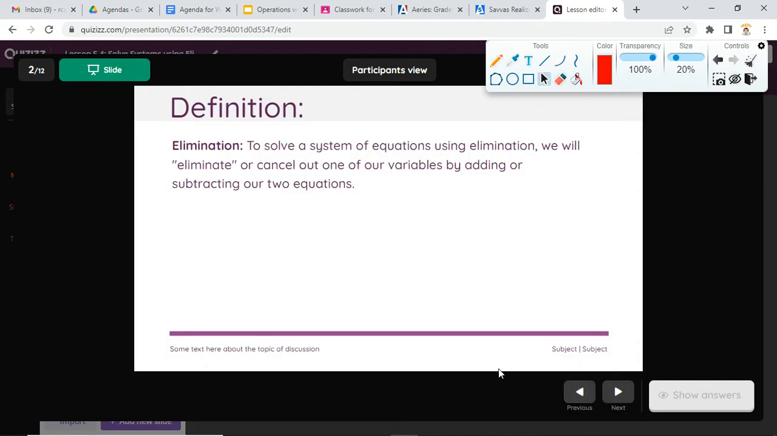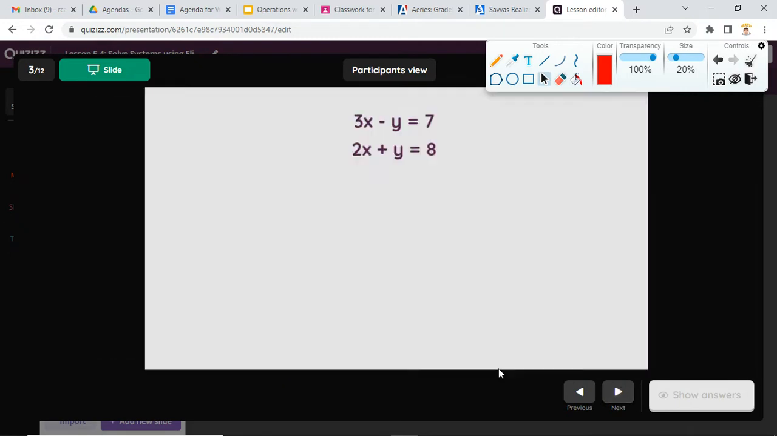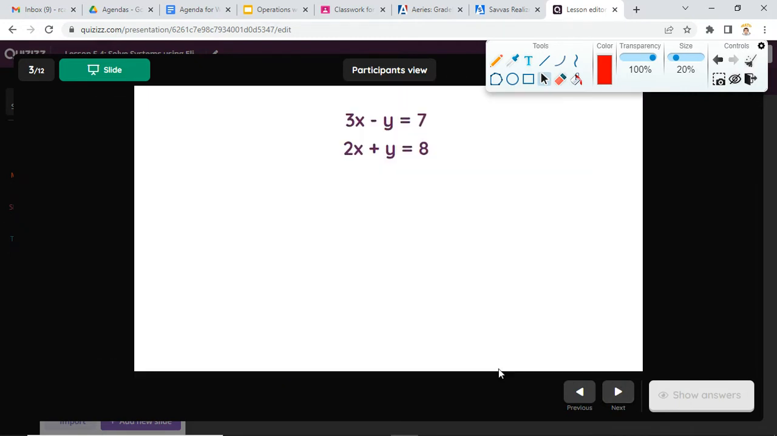So elimination, this is our definition for today. To solve a system of equations using elimination, you need to eliminate or cancel out one of your variables by adding or subtracting our two equations. All right, so real quickly, I just want to do one for you guys as an example, and then I'll explain the rules of how we will solve these.